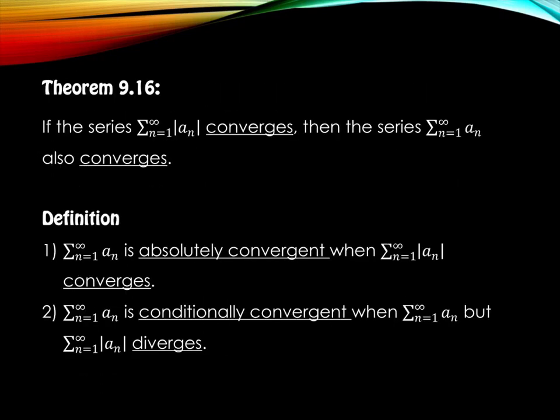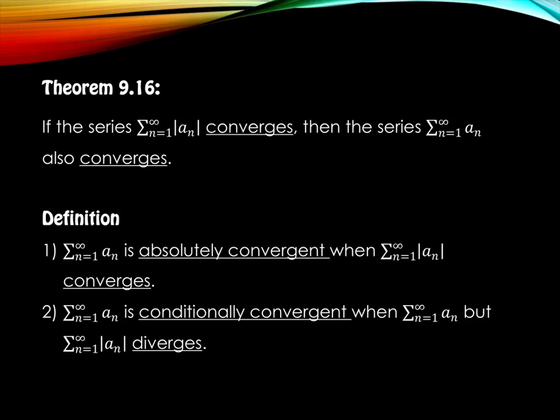Okay, Theorem 9.16. So when the absolute value of a sub n converges, this series, the series itself actually also converges. In other words, the signs did not make it diverge. The fact that some of those signs were negative doesn't have a lasting effect on the convergence of the series. But we do have some language associated with what happens when this converges versus what happens when it doesn't.